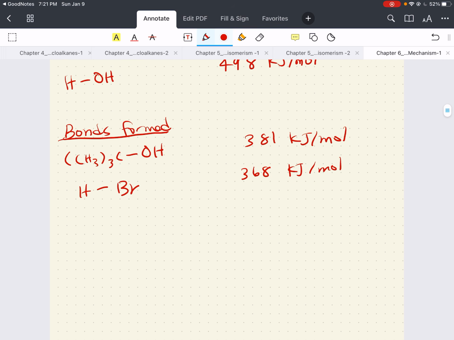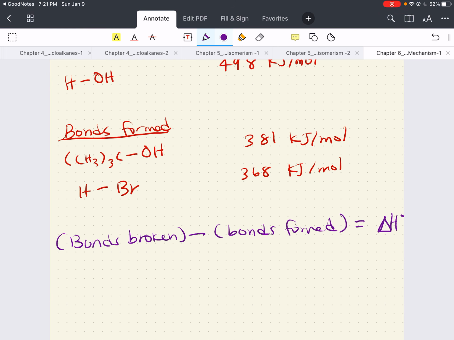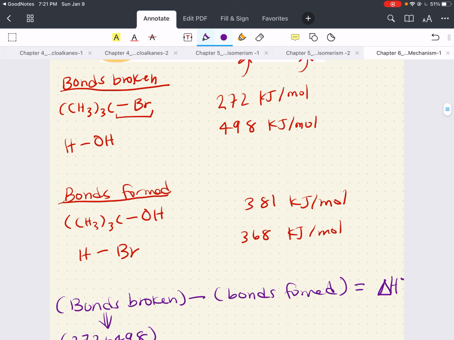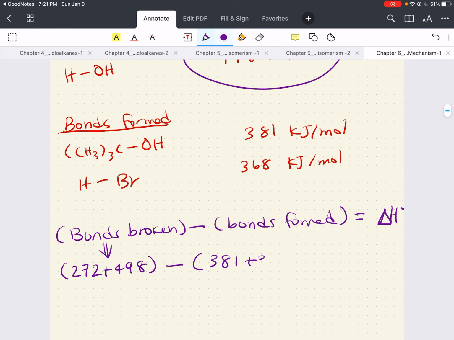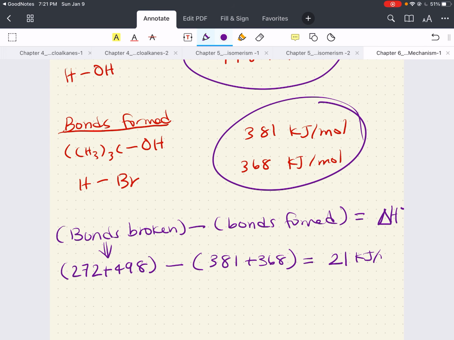How do we figure out the heat of the reaction? Well, the equation for this, and I'm going to write it in a different color, is bonds broken minus bonds formed. And that will give you your heat of reaction. Awesome. So we're going to do 272 plus 498, because that's the total for bonds broken, minus the bonds formed, that's 381 plus 368, the bonds formed total. And we're going to subtract these two. What we get is 21 kilojoules per mole.